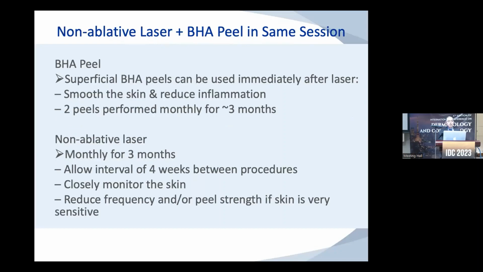So we want to do laser treatment and BHA in the same session. BHA is used immediately after laser to reduce the inflammation and to smooth the skin. 2 peels are performed monthly for 3 months, and the non-ablative laser is 3 treatments, one treatment every month, so you can allow a 4-week interval.